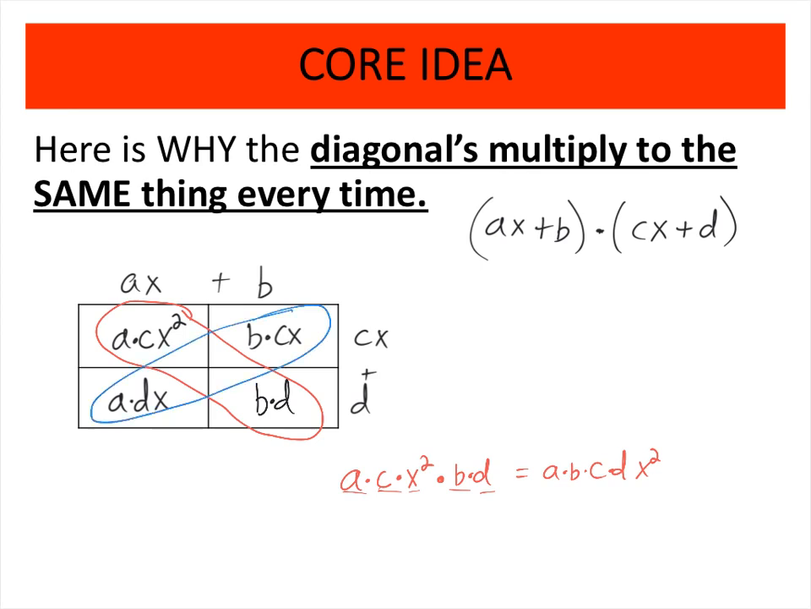And we're going to do it for the other diagonal. It's going to be b times cx times a times dx. Okay? And again, we're just going to reorganize. I have a times b times c times d, and then I've got an x times x. Well, x times x is x squared. I hope that you see that the result of the diagonals is exactly the same.